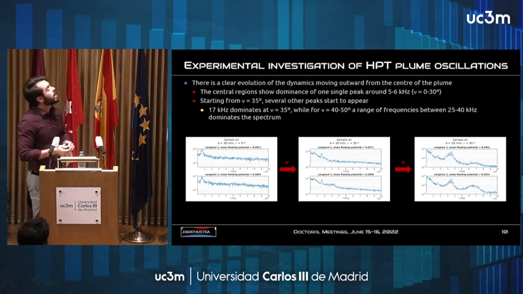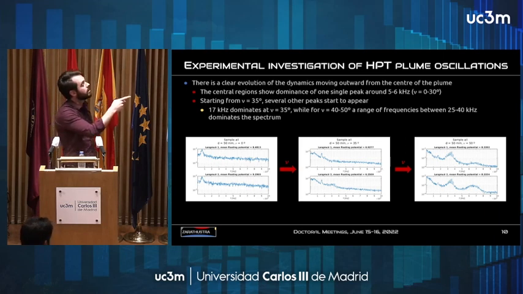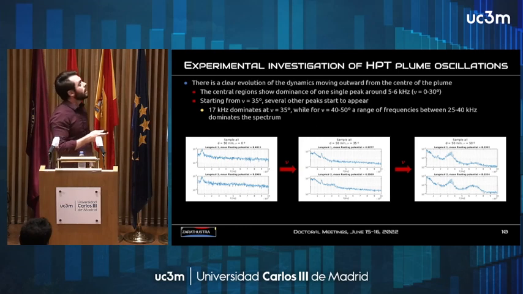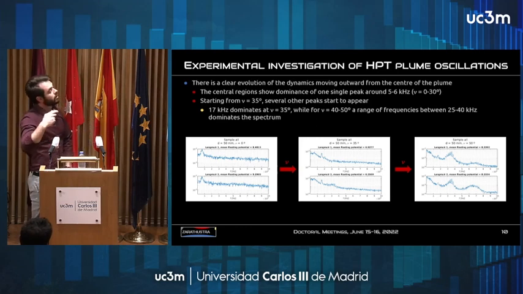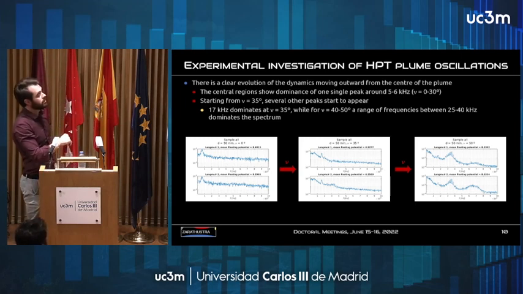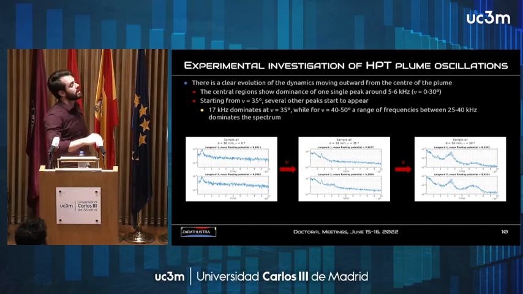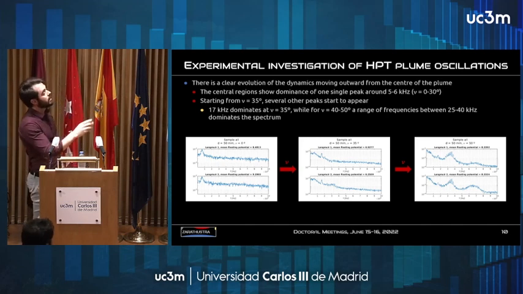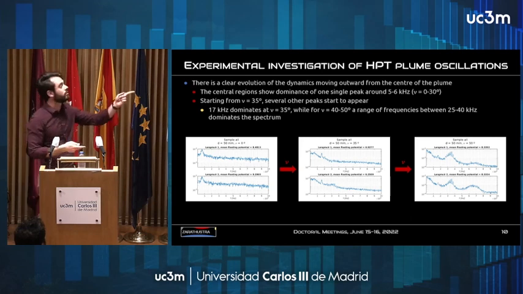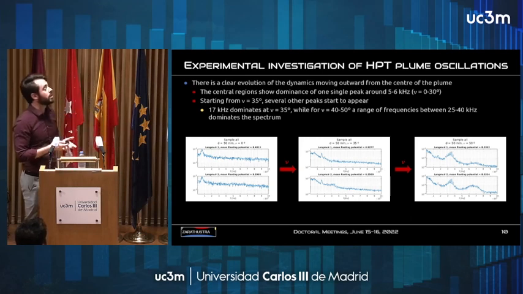If you move radially outwards, you start to see another oscillation between 10 and 20 kilohertz, around 17. And then if you move more radially outwards, you see that another strong oscillation starts to appear in the 20 to 40 kilohertz range, and there's also a second sort of bump in the picture on the right between 50 and 80 kilohertz. We are assuming that it's the first harmonic of what we see in the 25 to 40 kilohertz.